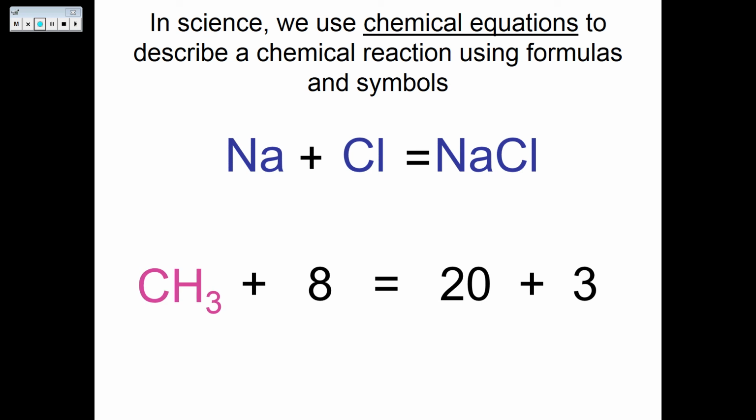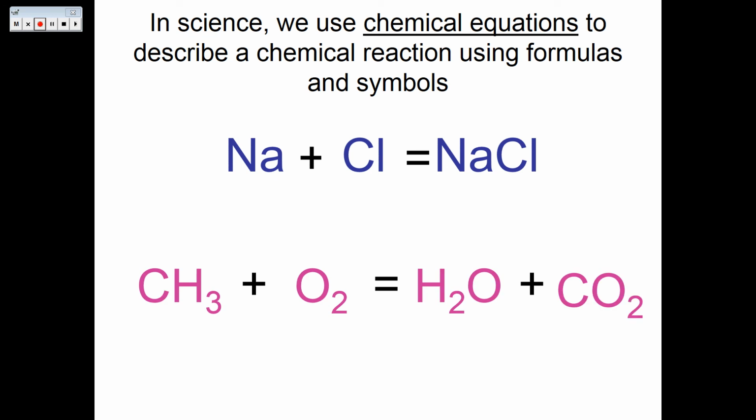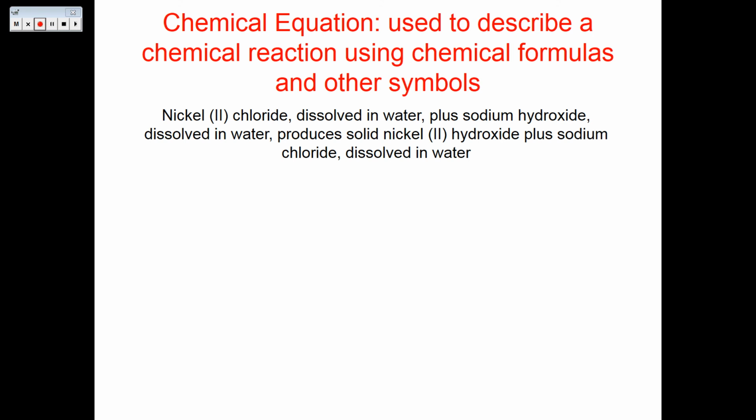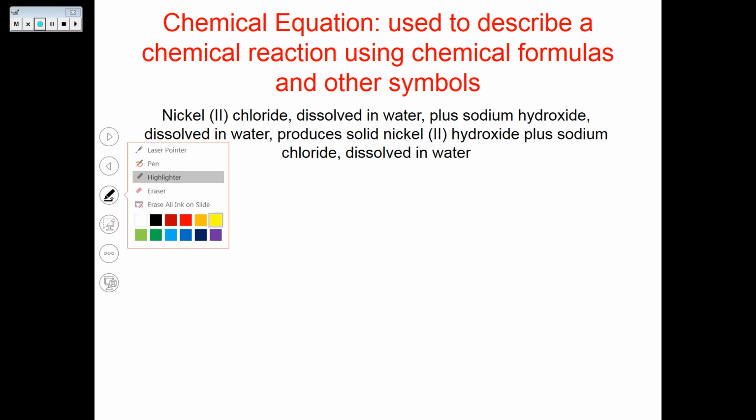15 plus 8, CH3 plus O2 makes H2O plus CO2. So it works the same way as a math equation, where these reactants are going to rearrange themselves to create an equal number of atoms on the other side. They're just in a different format. So a chemical equation is used to describe a chemical reaction using chemical formulas and other symbols. So what we're going to do is break apart this paragraph and turn it into symbols. Okay, so you might want to have two lines, a line to show work and then a line for your final answer. So here we'll do this.